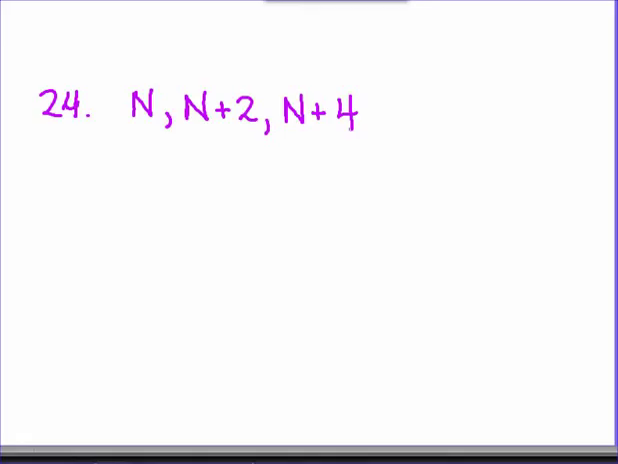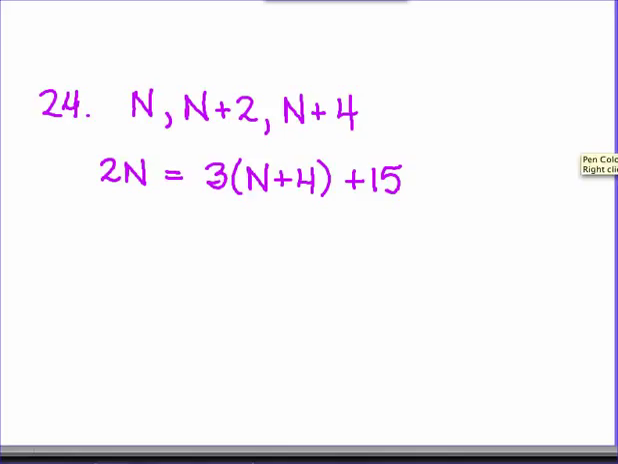So 2 times the least, what would that be? 2n. There we go. 2n exceeds 3 times the greatest by 15. So equals, what would 3 times the greatest be? 3 times n plus 4, because n plus 4 is the greatest. Now I know that 2n exceeds this by 15, so I'm going to add 15 here to make them equal.